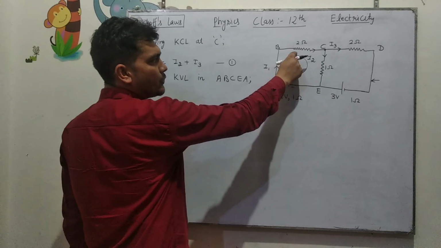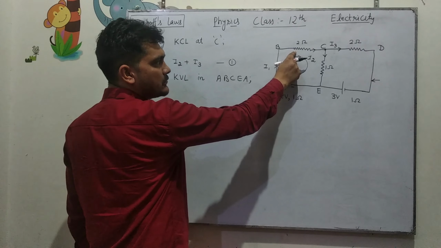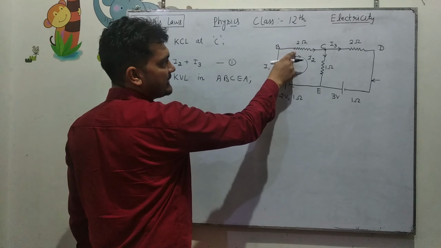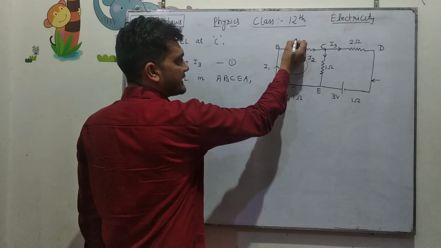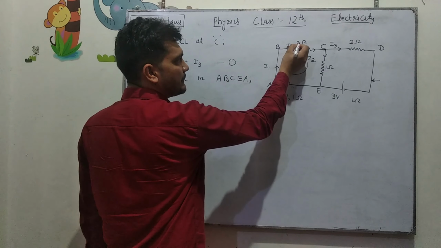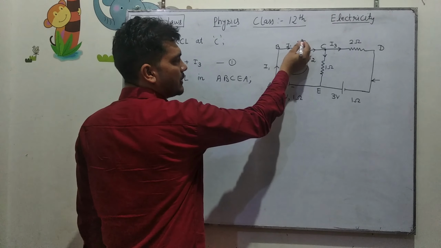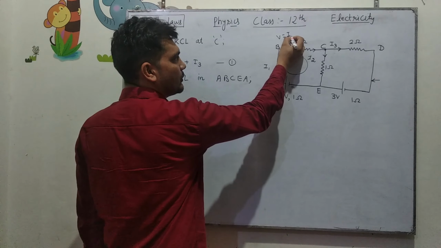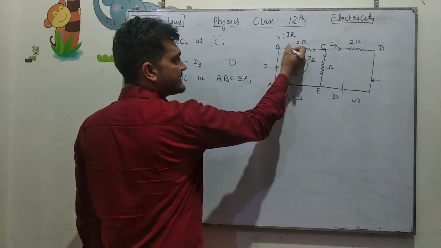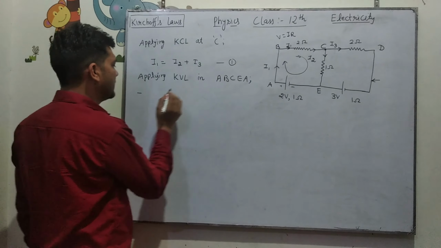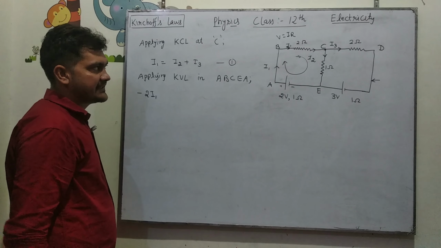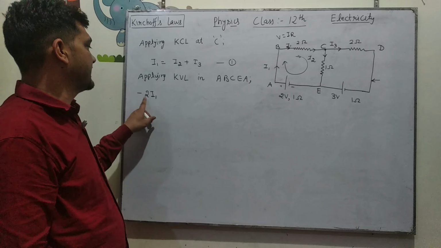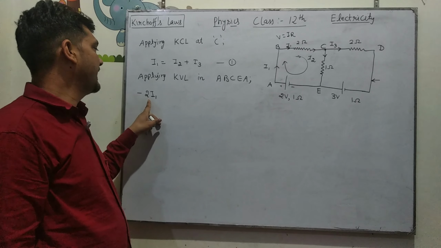How much potential is dropped here? Using Ohm's law, multiply this resistance with the current in this resistance. Current I1 is flowing in this resistance. Therefore, the potential drop is, using V is equal to IR, you are applying Ohm's law. I is I1 here and R is 2 ohm. Therefore, the potential drop is 2I1. I1 is the current and 2 ohm is the resistance. So, potential drop is 2I1.